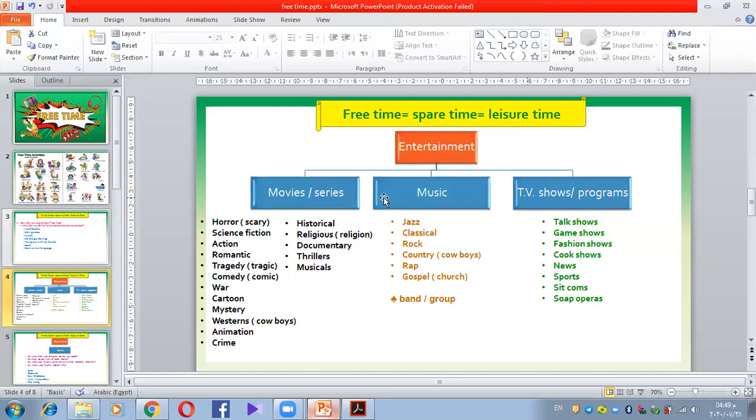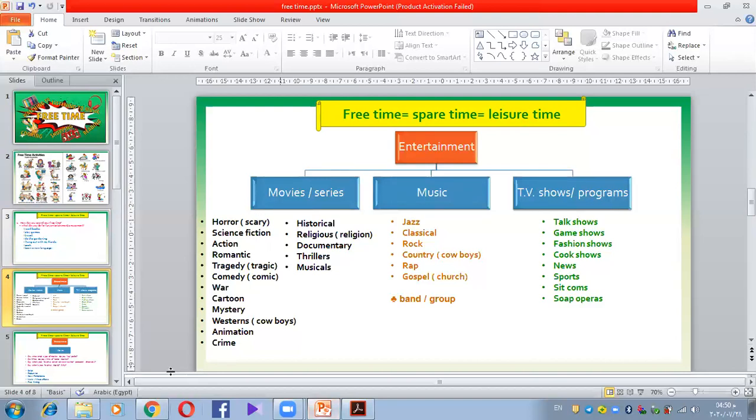Very good. What are the types or the kinds of the movies, or the music, or the games, or the shows, or the programs? What are these types? We have here some, and then we are going to answer some questions. Okay, so movies could be of what type? What's your favorite type of movie, for example?